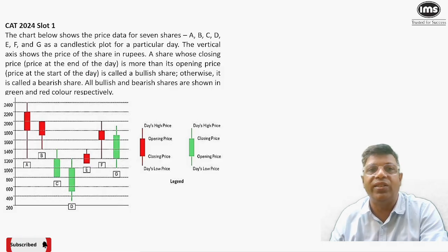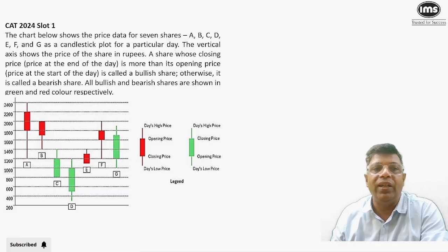It's basically a candlestick chart where you have been given data of 7 shares A, B, C, D, E, F and G as a candlestick plot for a particular day. The vertical axis shows the price of the shares in rupees. Okay, so the y axis shows the prices in rupees.